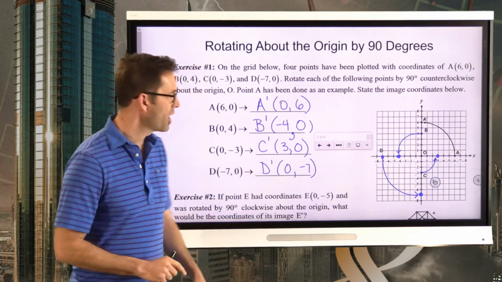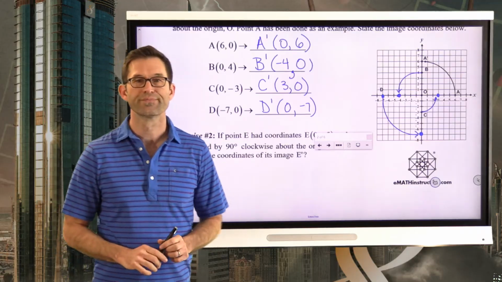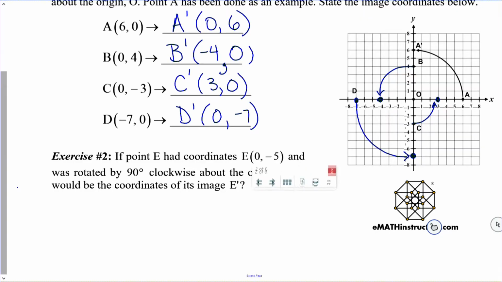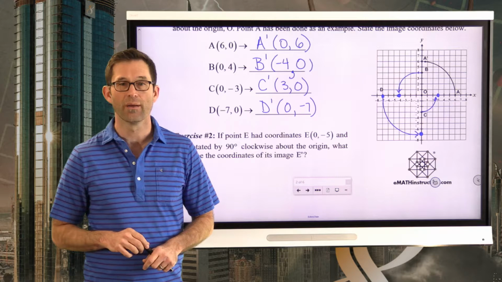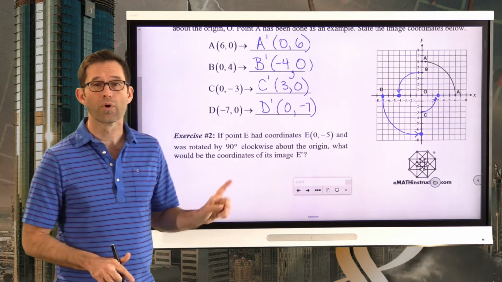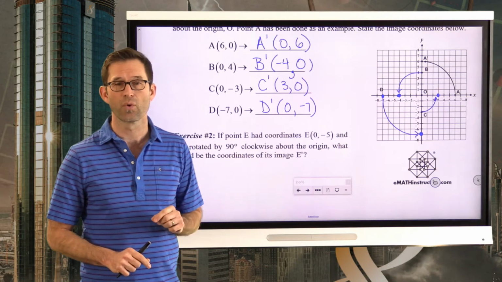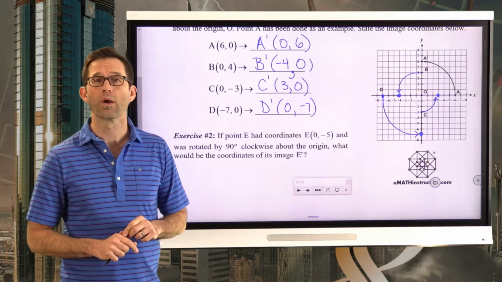Now, let's see if you've got the right idea by taking a look at problem number 2. Point E has coordinates (0, -5) and was rotated by 90 degrees clockwise about the origin. What would be the coordinates of its image, E prime? I'd like you to take a shot at this. Just keep in mind, we're now rotating point E by 90 degrees clockwise about the origin. So see if you can figure out where its image lies.